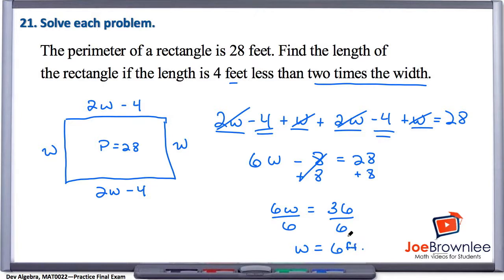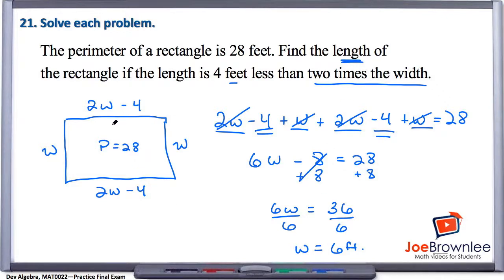But with word problems, it's really important that you go back to the original word problem and find out what specifically they are asking us. Notice that what they're asking us is to find the length of this rectangle. All right? We had to find the width first, but that's not what our answer is. They want us to find the length.